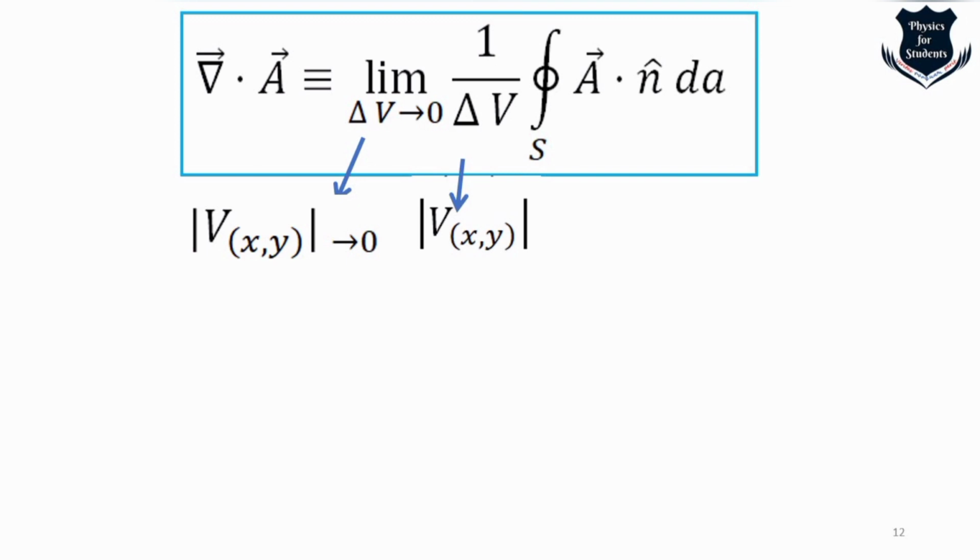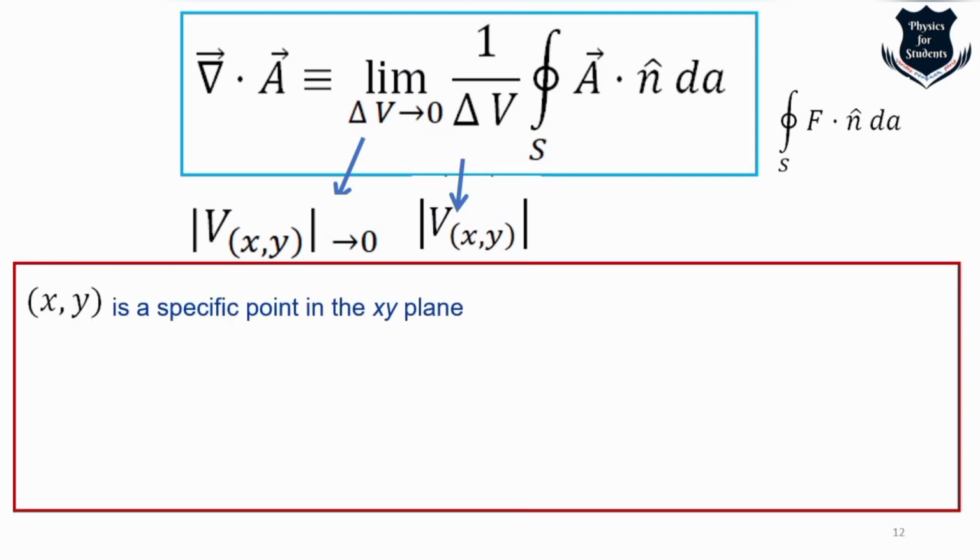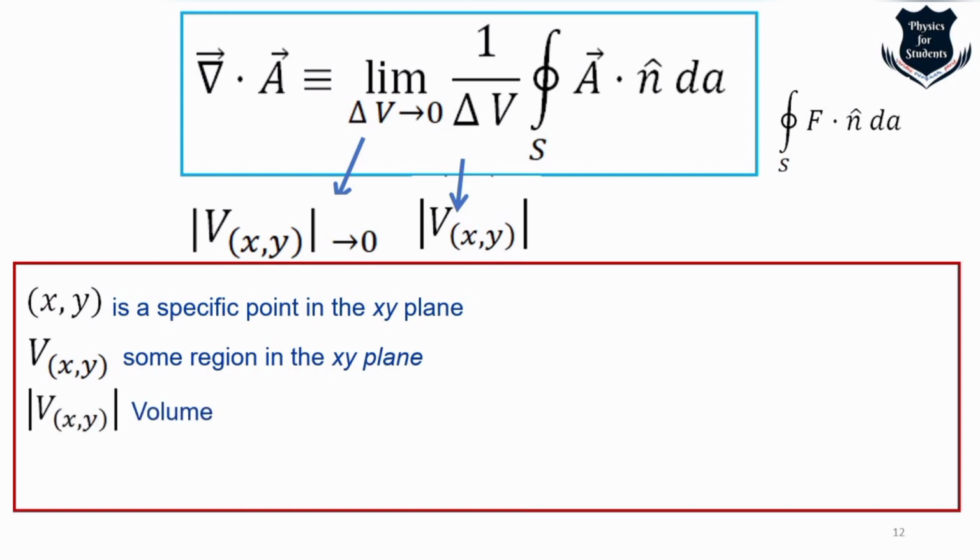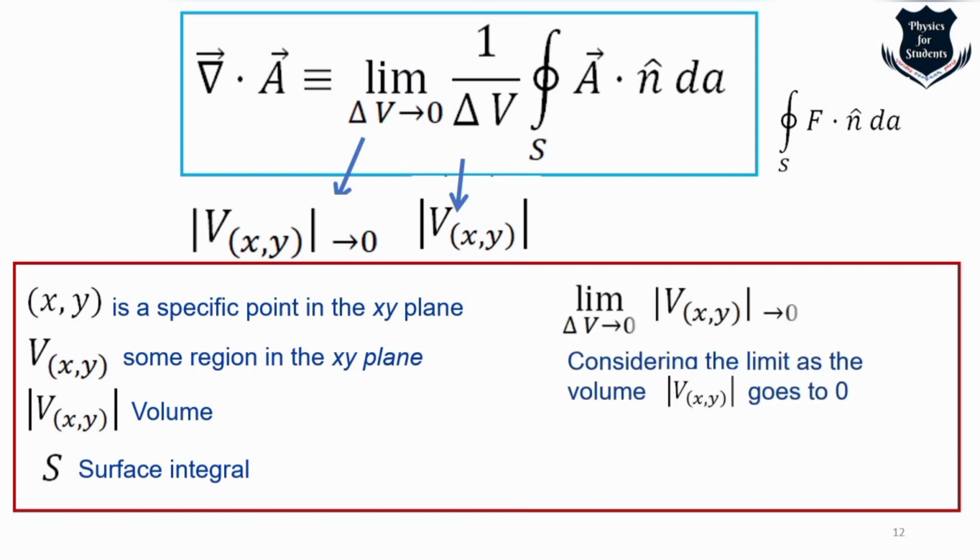This is what we call a 2-dimensional vector field, and this is how it could have been written. So xy is a specific point in a plane. V of xy is some region in the xy plane. This is the volume, and you can call this A of xy, something which shrinks around the point. S is a surface integral, and the limit is something I just gave here: let us consider that V of xy is tending towards 0, n is the unit vector, and this one is the flux integral.